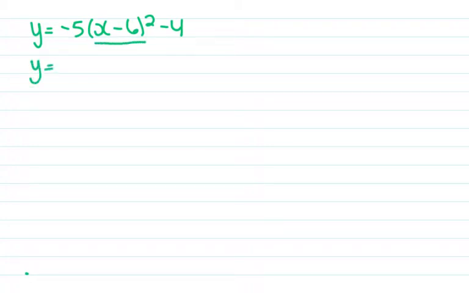All right, number 3 says, put the equation from number 2 into standard or expanded form. So we'll start with the original y equals negative 5 (x minus 6) squared minus 4. And in order to put this into standard form, I just need to expand. So I'm going to start with this bracket and write it beside each other. So y equals negative 5 (x minus 6)(x minus 6) minus 4.